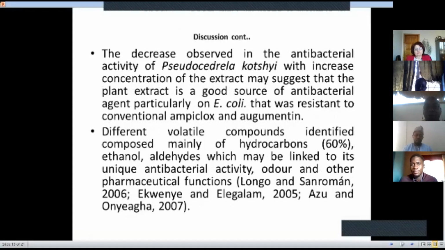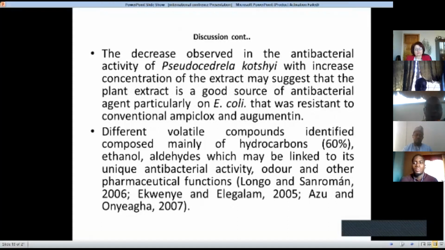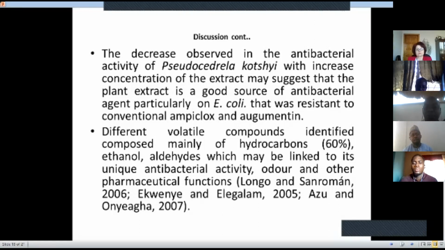Also, the increase observed in the antimicrobial activities with increased concentration of the extract may suggest that the plant extract is a good source of antibacterial agent, particularly on E. coli, which were resistant to a lot of conventional antibiotics like ampiclox and augmentin. Then different volatile compounds, as listed, composed mainly of hydrocarbon, which is about 60%, ethanol, aldehyde, which may be linked to its unique antimicrobial property, with odor and other pharmaceutical functions.